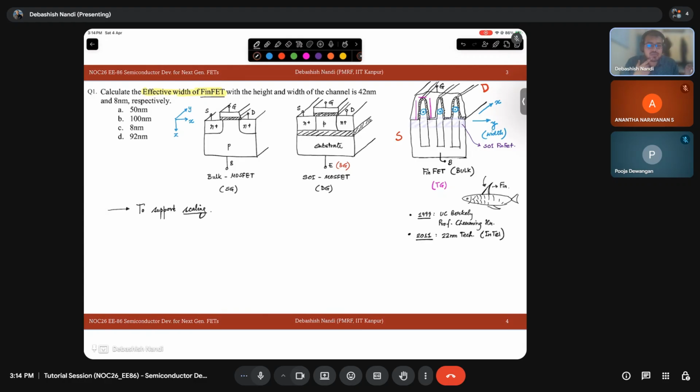Did you understand that in these diagrams, this is the length direction and this is the width direction, right? Similarly, here also, this is the width direction, this is the length direction, channel length and channel width. But in this structure, this is the width direction and this is the length direction. Is that visually clear to you? Then I'll move to my next point.